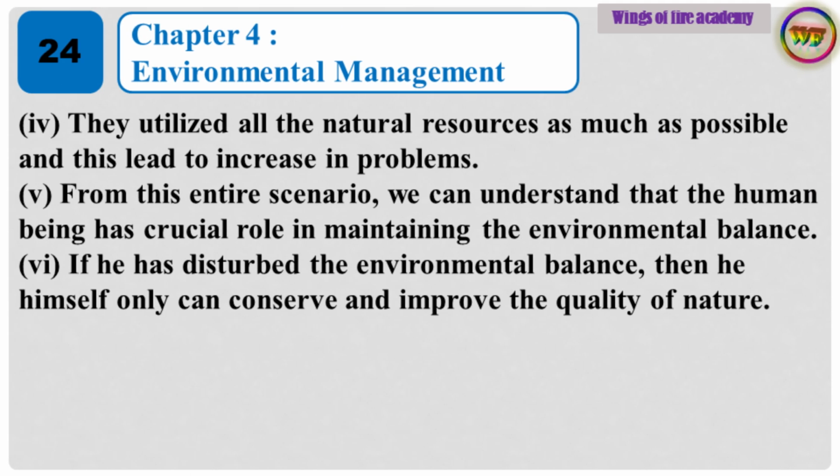Point 4. They utilized all the natural resources as much as possible, and this led to increase in problems. Point 5. From this entire scenario, we can understand that the human being has crucial role in maintaining the environmental balance. Point 6. If he has disturbed the environmental balance, then he himself only can conserve and improve the quality of nature.